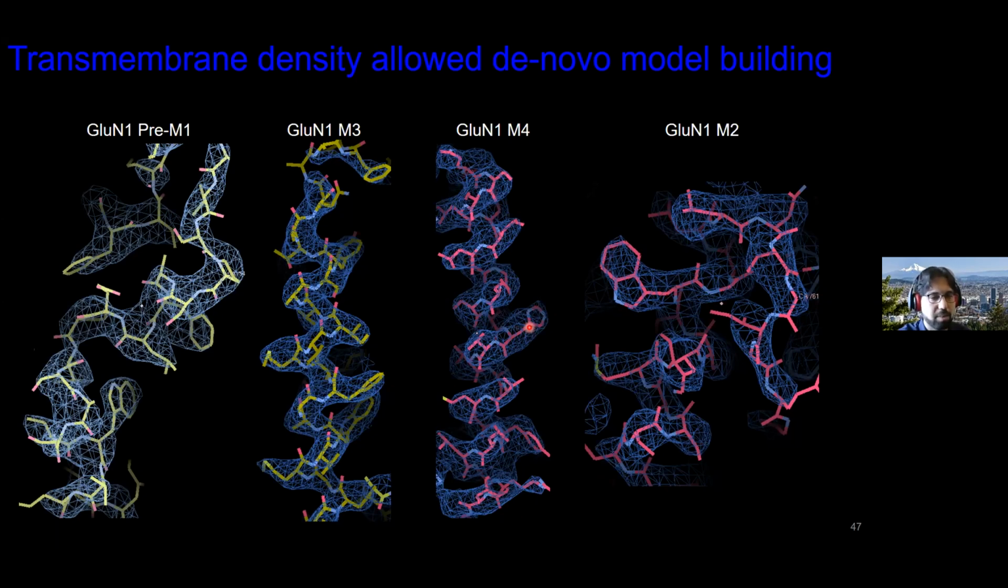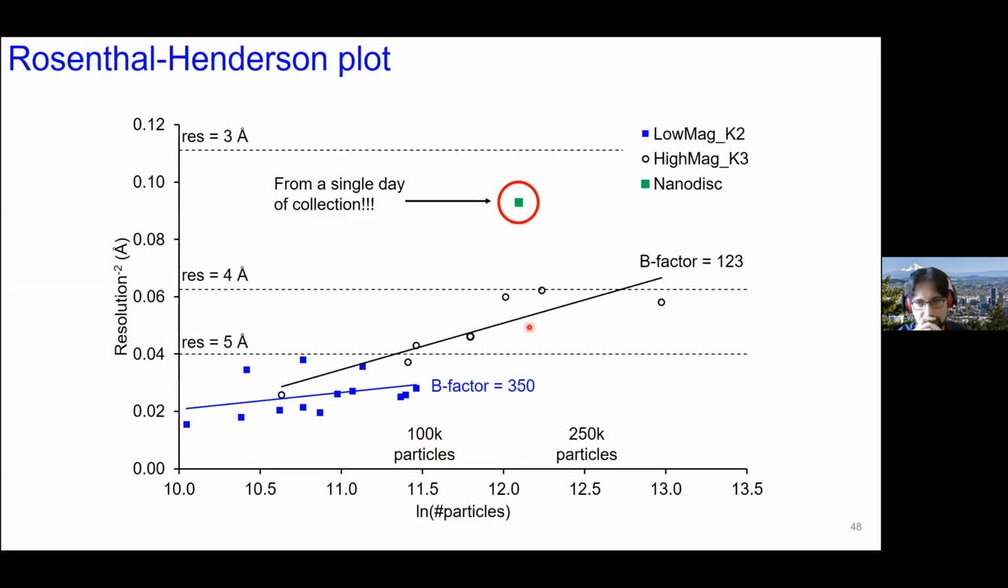Okay, so we wanted to look at how much better this data set was from all our other data sets. So going back to the Rosenthal-Henderson plot, you see that this stands head and shoulders above even our higher magnification data set that we had collected before. We are at a reasonable number of particles. Again, this was from a single overnight data collection session. Even though we are not at a ridiculous number of particles, we are way above where all our other data sets have been in terms of the resolution. So we were pretty happy about this.